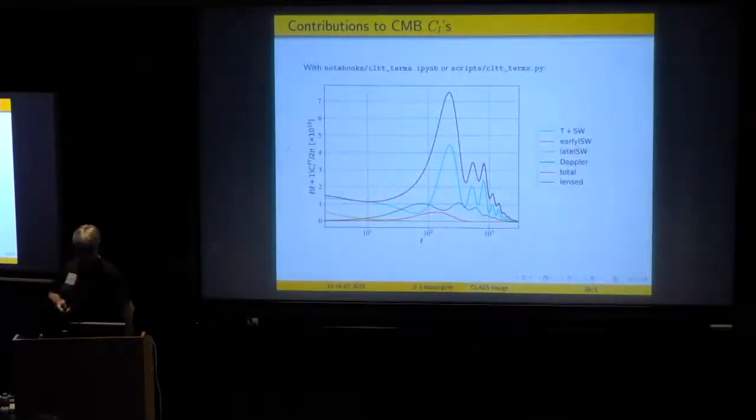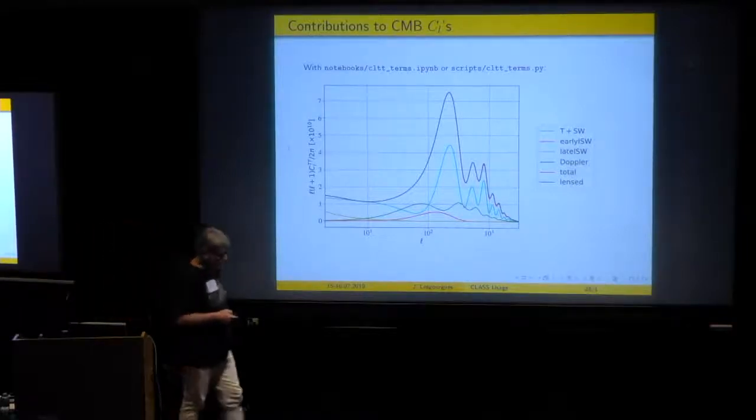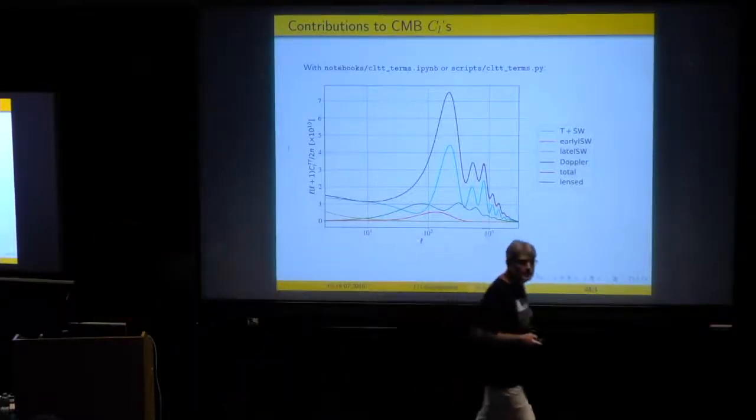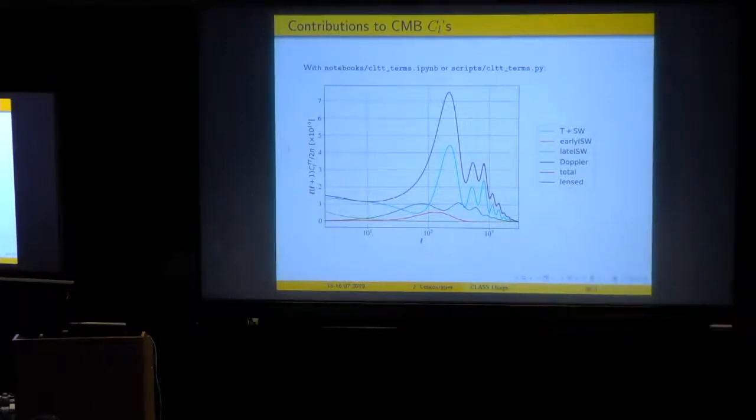Okay, now this is another example in which you try to split the CLs of temperature into individual contributions. So as we said before, the total lensed is black, the total unlensed is red. And this red comes from different contributions: the intrinsic temperature with its Sachs-Wolfe contribution, which is the most important term, the early integrated Sachs-Wolfe, the late integrated Sachs-Wolfe, and the Doppler contribution. There is a fifth one, which is a contribution from the back reaction of polarization that you can also get with CLASS, but I've not shown it on the plot because it's so small.